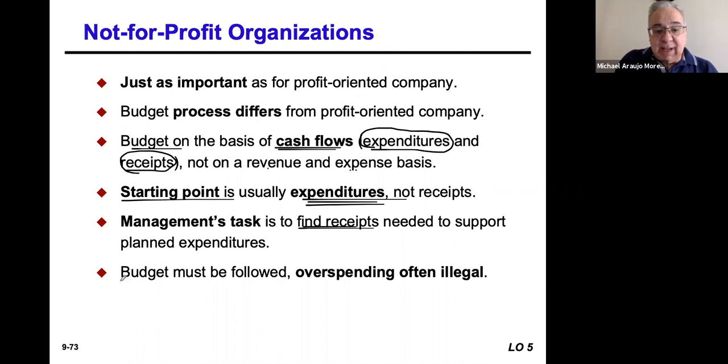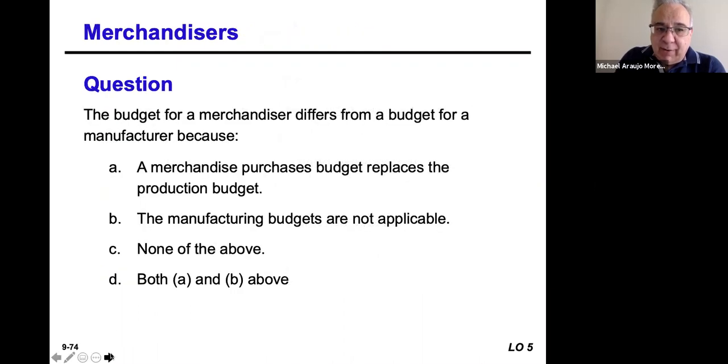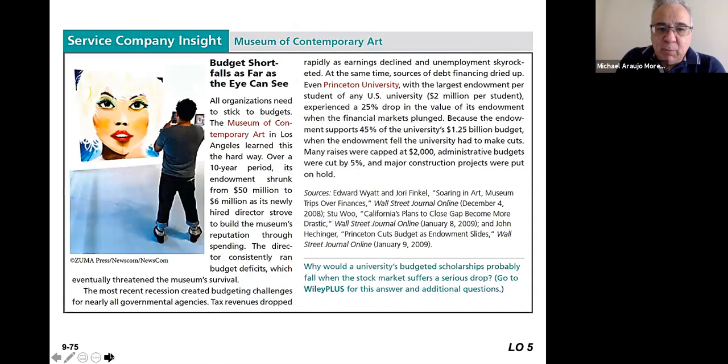Budgets must be followed, particularly if there's state and other contracts that are part of that. All overspending is often illegal, with the exception of if the board of trustees of a nonprofit allows some of its fund balance or endowments to be used to budget those types of things. So it's a little bit different for a nonprofit, for sure. Okay.